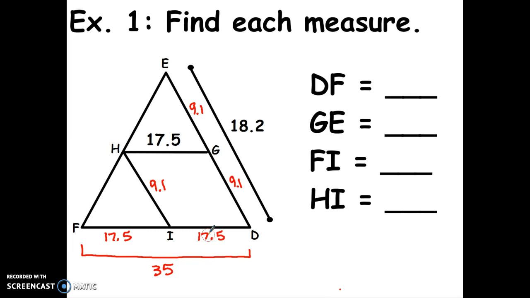DF. DF is here. The length of DF we see is 35. GE. The length of GE we know is half of 18.2, which is 9.1. FI is the same as our midsegment, 17.5. And HI, which is our midsegment, is the same as half of this third side, which is 9.1.